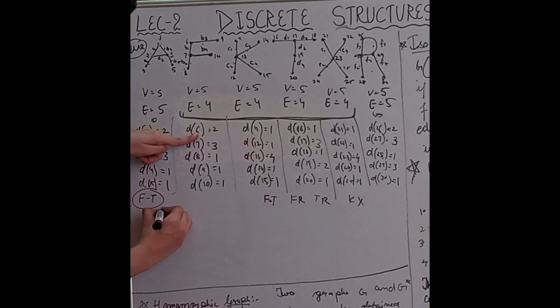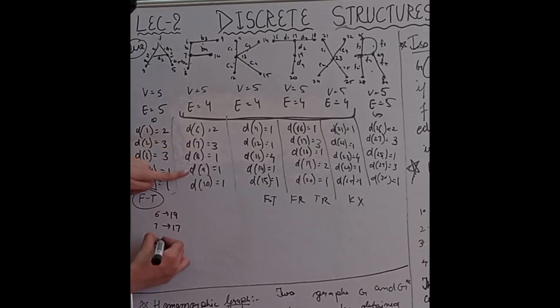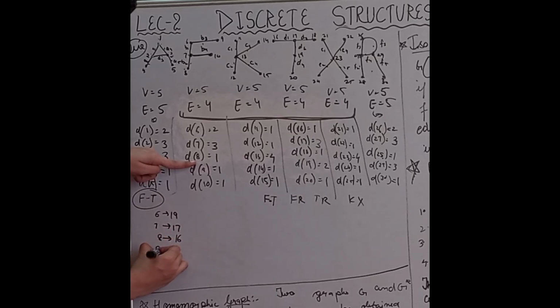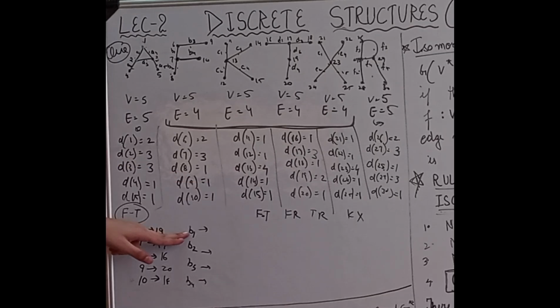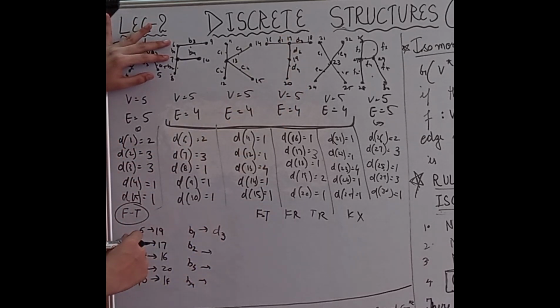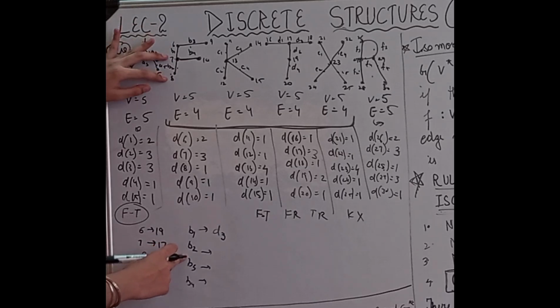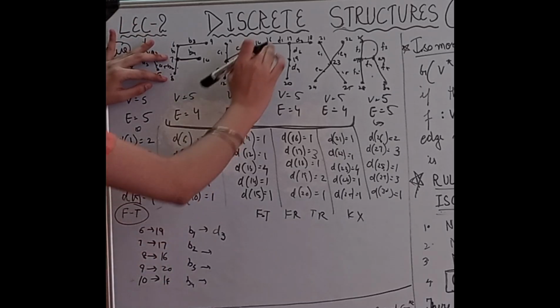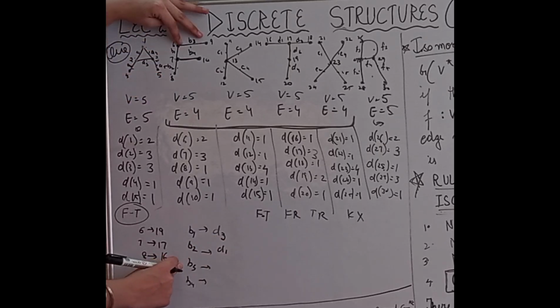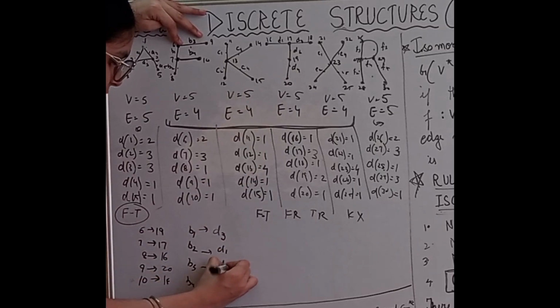6 will correspond to 19, 7 will correspond to 17, 8 will correspond to 16. B1 is from 6 to 7, which means 19 to 17, so it will correspond to D3. B2 means 7 to 8, which means 17 to 16 in graph T, so it will correspond to D1. D3 means 6 to 9, which will correspond to 19 to 20, so it will correspond to D4.